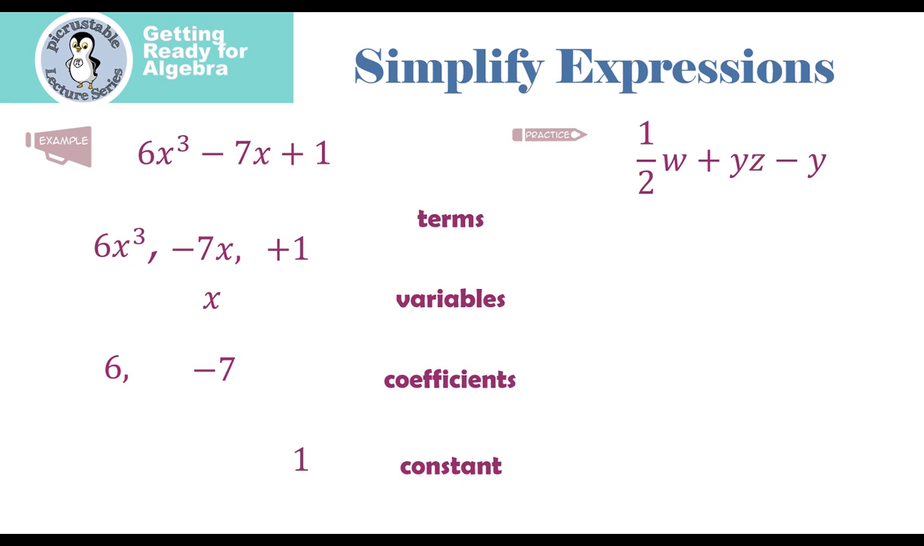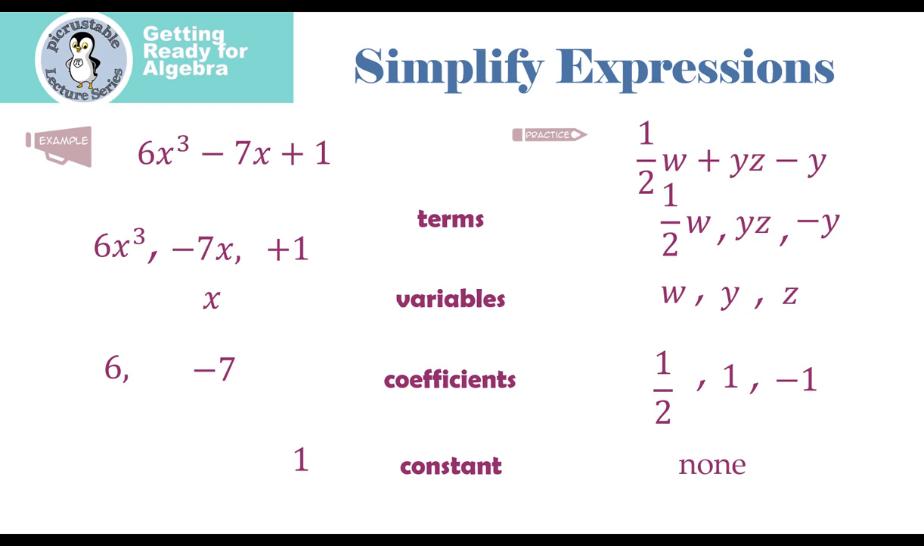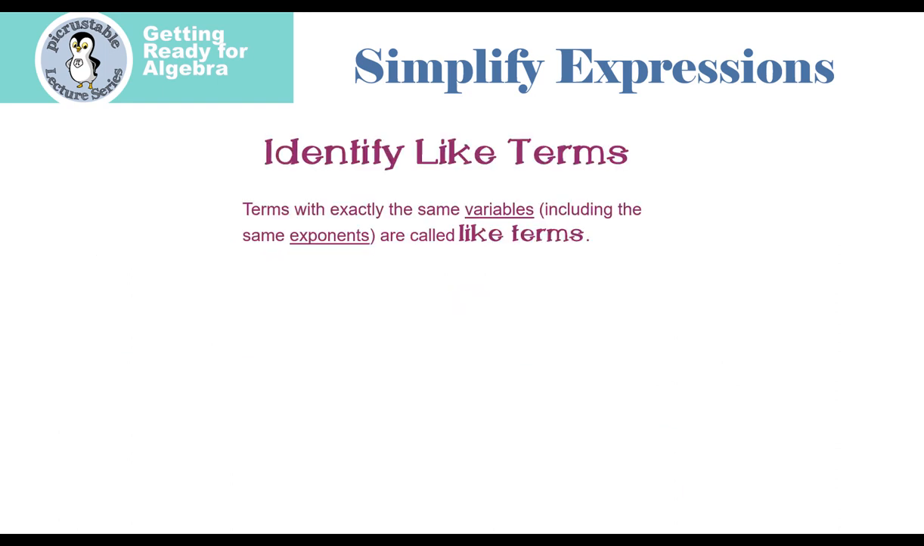Let's see how you did. So what are the terms? 1/2 w, yz, and -y. What are the variables? Well, we have w, y, and z. The coefficients, we actually have 3. 1/2 because it's hooked to the w, 1 because it's hooked to the yz, and -1 because it's hooked to the y. And what are the constants? We actually don't have any for this one. Great. Next, we want to identify like terms.